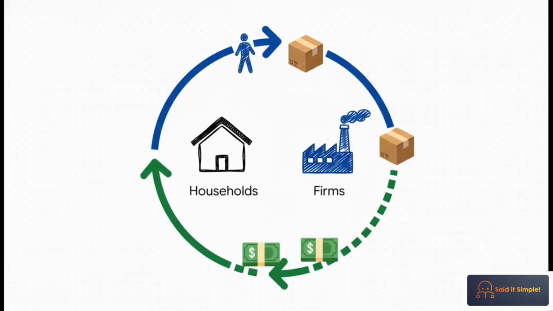Now you'll see there are actually two loops here, moving in opposite directions. The outer loop shows the flow of real things: our labor going to firms, and the actual goods and services they make coming back to us. The inner loop, that's the money flow. Firms pay us wages and rent for our resources, and then we turn around and use that exact money to buy their products. So you see, every real flow has a matching money flow going the other way. They're like two sides of the same coin, just constantly spinning.